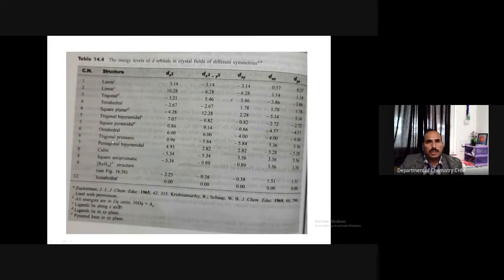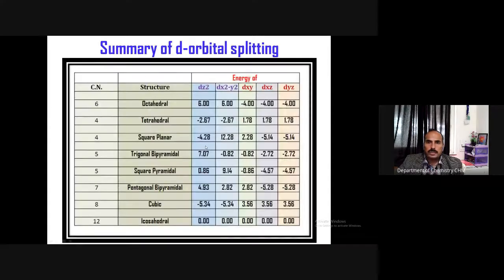complexes, but even the less common ones are also given over here, like linear, trigonal prismatic. Okay, all geometries are given over here. Their data is over here. Okay, and from here only I just made some selected ones so that you get more clearly what exactly this data is.